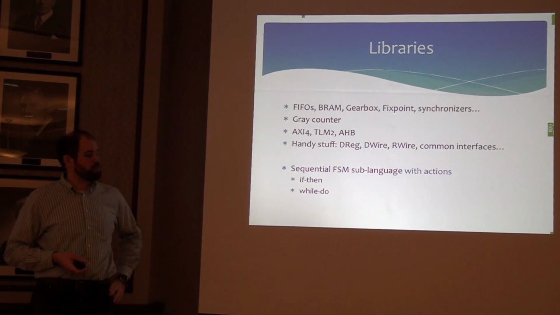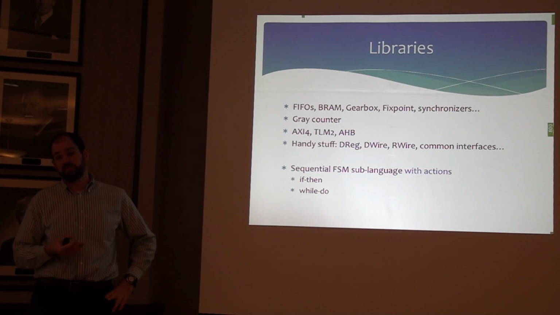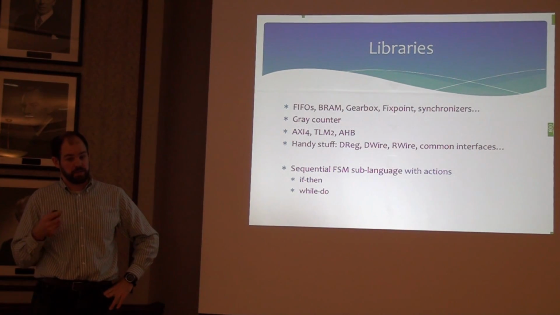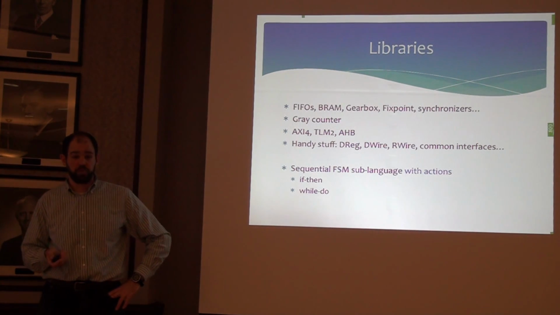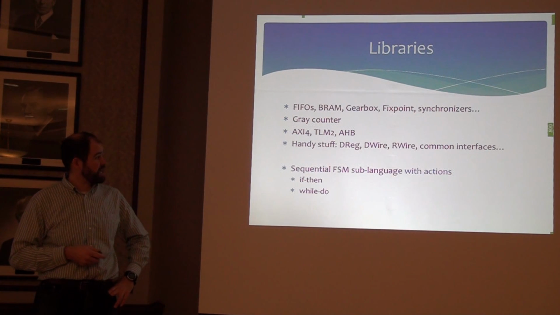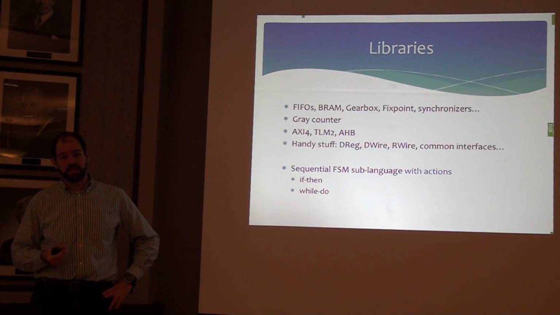Okay? So then in terms of libraries, what do you get for free with BSV? I've been showing, of course, a lot of FIFOs because it's a classic example. They also have VRAM libraries for FPGAs, gearboxes. So if you're going between clock rates, that is already provided for you. They have a fixed point library, synchronizers, grey counters. They also have some bus IP, which is where I think Bluespec really excels, dealing with buses.